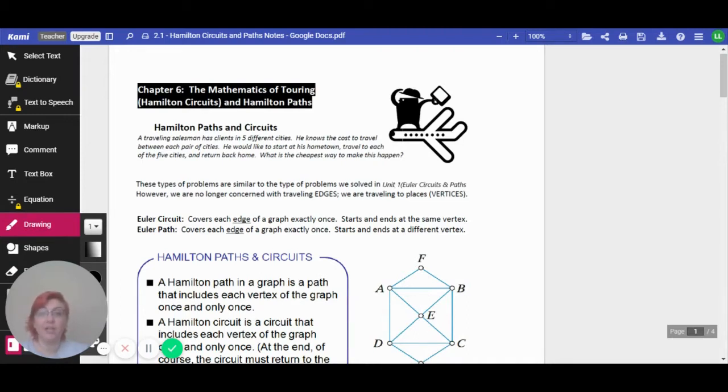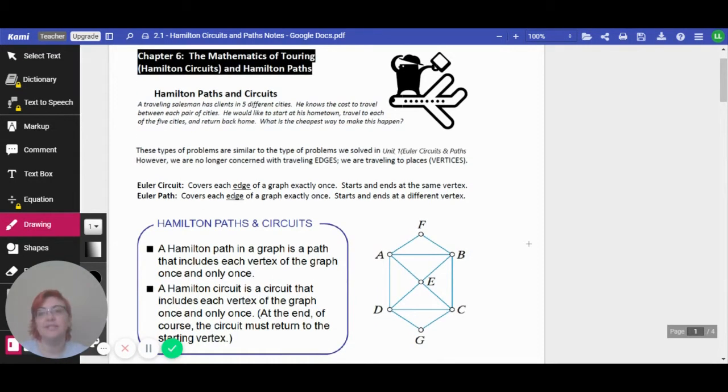Today, we're going to talk about Hamilton circuits and paths. This is part of our mathematics of touring. A Hamilton path and circuit is really what we see in the traveling salesman problem, which our next unit is really going to focus on. And that's about traveling between pairs of cities. If you want to start at your hometown, travel around and come back, what's the cheapest way to make that happen?